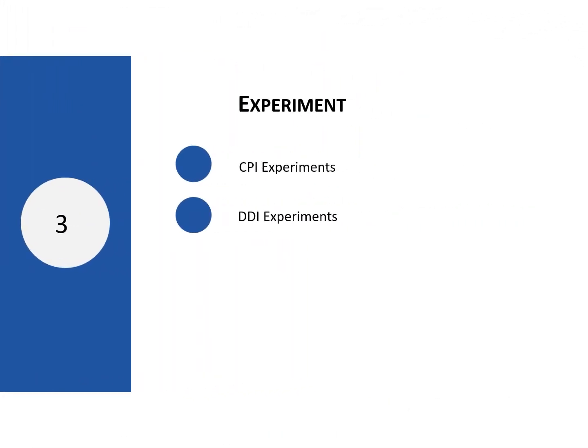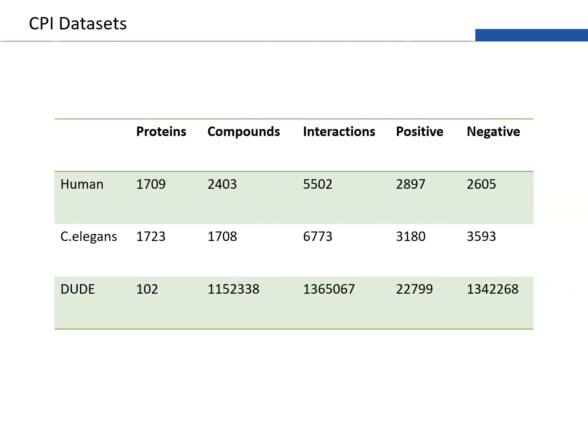Next comes the experiments. Our experiments involve CPI experiments and DDI experiments. The datasets we used include Human, C. elegans, and Dude datasets. The data distribution is shown in the table. For the Human and C. elegans datasets, the ratio of the training set, validation set, and test set is 8 to 1 to 1. For the Dude dataset, the ratio of the test set to the training set is 13 to 72.